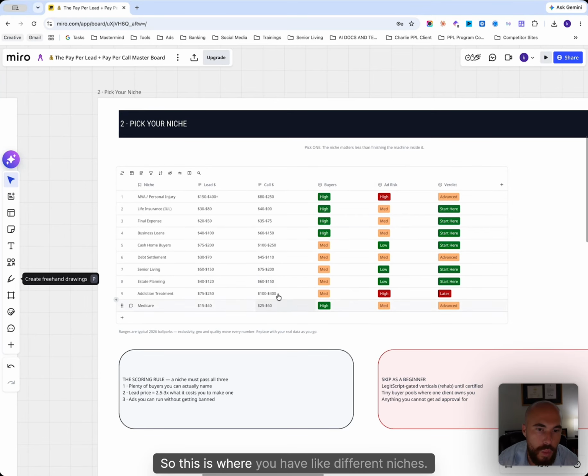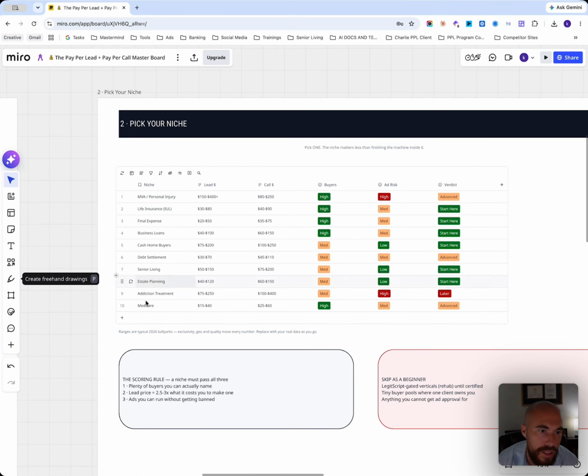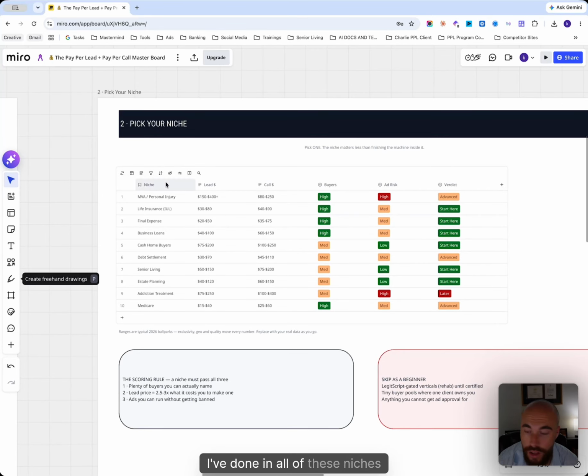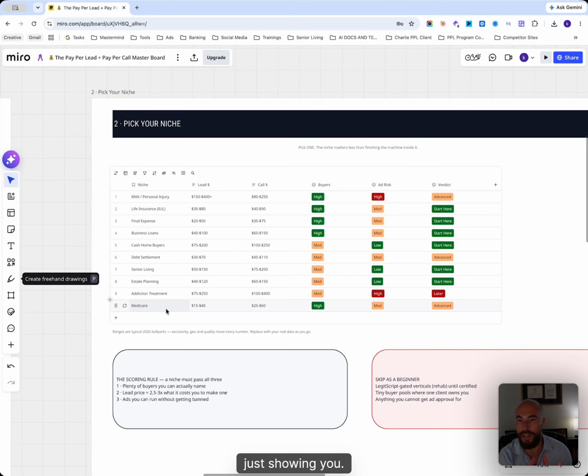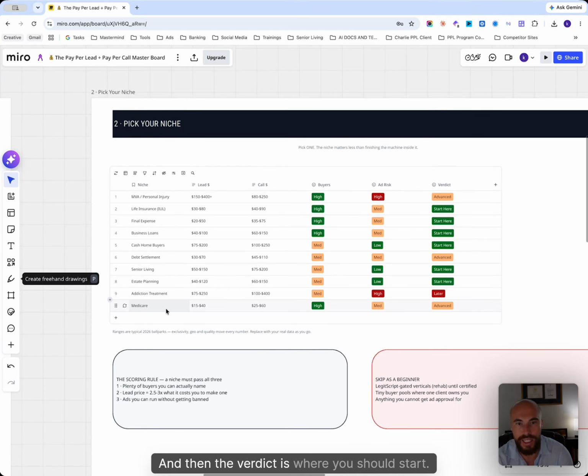So this is where you have different niches, okay? I've ran ads in all of these niches. These are all 10 niches that I've done that I'm just showing you. Here is the amount of buyers, here is the risk that you have to put up front for ads, and then the verdict is where you should start.